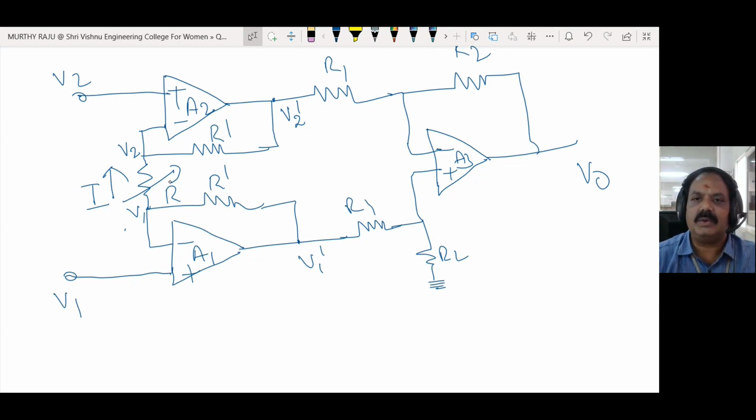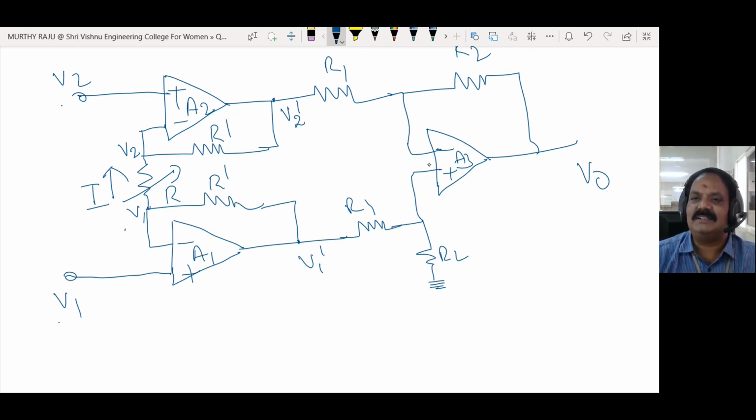A1 and A2 operational amplifiers are in non-inverting op-amp configurations, because A1 non-inverting terminal is connected to V1. A2 non-inverting terminal is connected to V2. That is the reason the two amplifiers A1 and A2 are called the non-inverting op-amp configurations, which are used in the instrumentation amplifier.